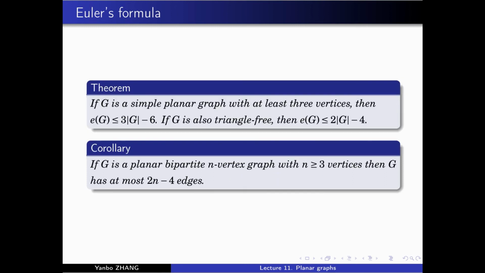From the theorem, we have a corollary. We will use this corollary later. If G is a planar bipartite graph with n vertices, n is greater than or equal to 3, then G has at most 2n minus 4 edges. This is a direct corollary because G is a bipartite graph, so G has no triangle. G is triangle free. So e(G) is less than or equal to 2n minus 4. G has at most 2n minus 4 edges.